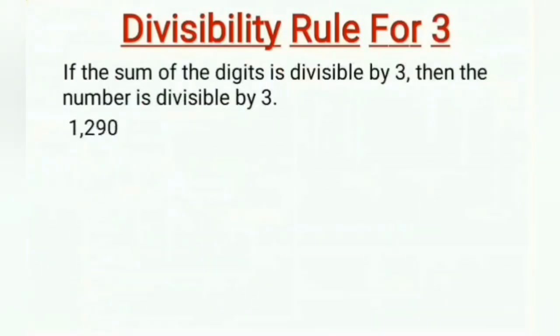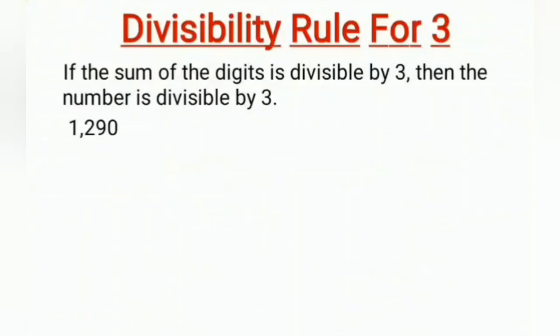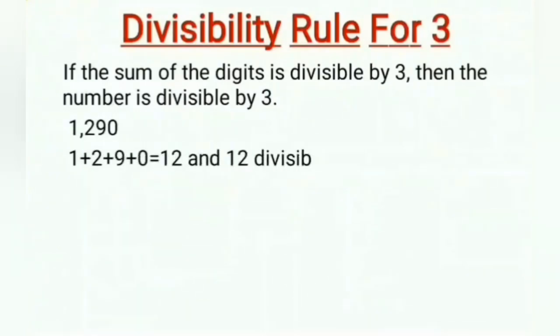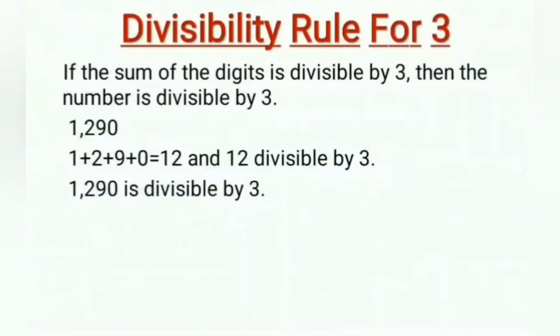Divisibility rule for 3. If the sum of the digits is divisible by 3, then the number is divisible by 3. Let's see an example, 1290. Now we have to add all the digits of the number 1290. Here we get 12 and 12 is divisible by 3. So 1290 is also divisible by 3.